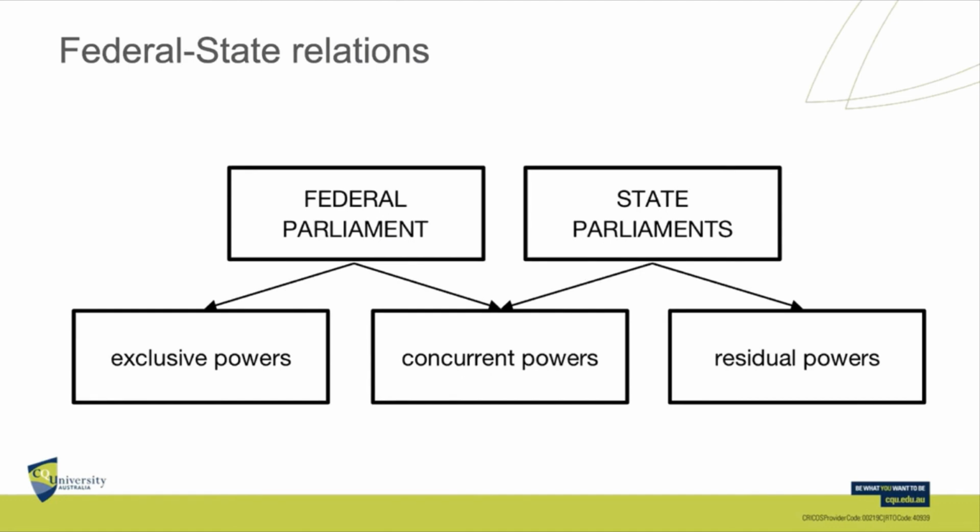The Australian Constitution sets out the Australian legal system, and it divides legislative power in that system into three categories. Exclusive powers, which are those exclusively held by the Commonwealth. Concurrent powers, those held jointly, concurrently, by the Commonwealth and the states. And residual powers, which are those held just by the states. And you see this set out in your textbook.